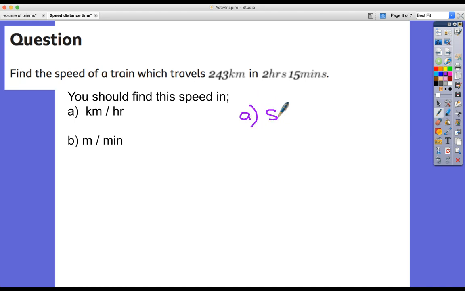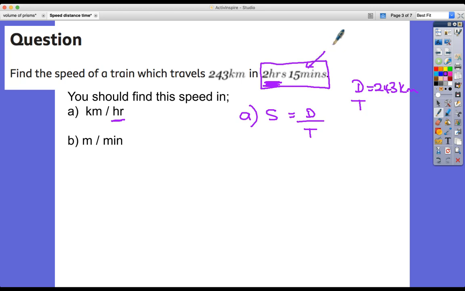Okay, so speed is distance over time. Now, let's have a look at the units that I've been given. My distance is 243 kilometers, and my time, I want it to be in kilometers per hour, so this needs to be in hours. Now, at the moment, my time here is in 2 hours and 15 minutes. 2 hours on its own is an integer number of hours, but this here is a fraction of an hour, isn't it? Now, what fraction is it? Well, there's 60 minutes in an hour, so 15 over 60 tells me this is 0.25 hours.